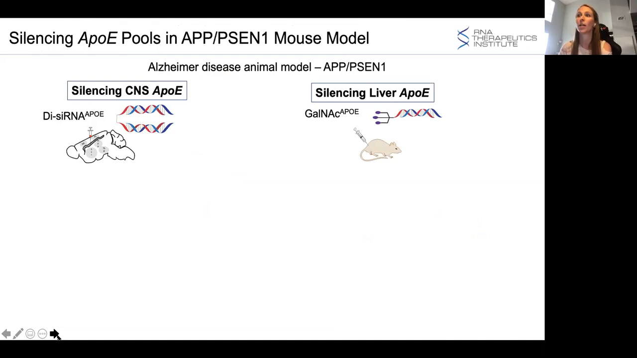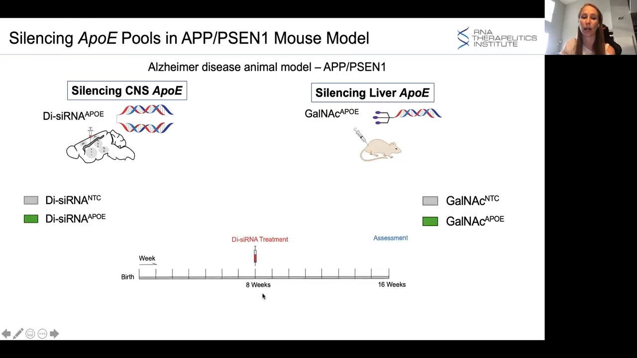We performed parallel studies in the APP presenilin-1 mouse model of Alzheimer's disease. In one group, we used the di-siRNA targeting APOE to silence CNS APOE, and in another group, we injected animals with GalNAc conjugated siRNAs to silence hepatic APOE. We treated all animals at 8 weeks old, prior to the onset of symptoms and neuropathology, and we assessed all animals at 16 weeks old, after documented neuropathology forms.